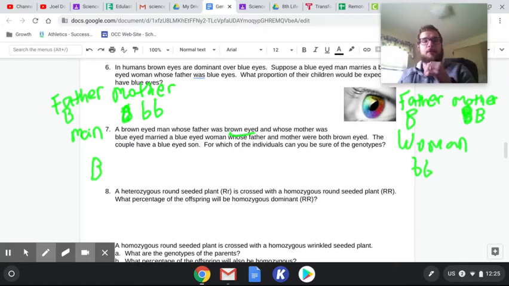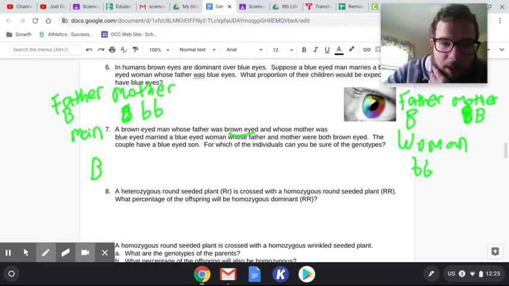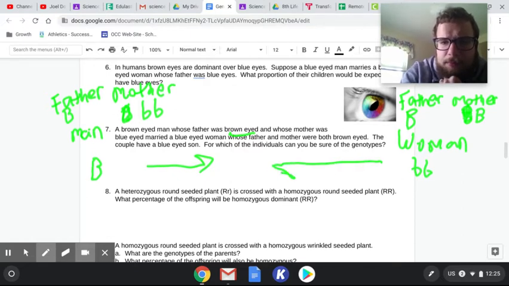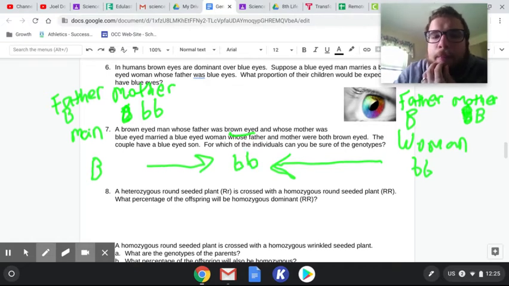Okay, now this is what we know for sure, but we can come up with a little bit more. Now, when they have an offspring, he is blue-eyed. So he's got to be little b, little b, right? Now, let's think about this. Woman is guaranteed to be little b, little b, okay?